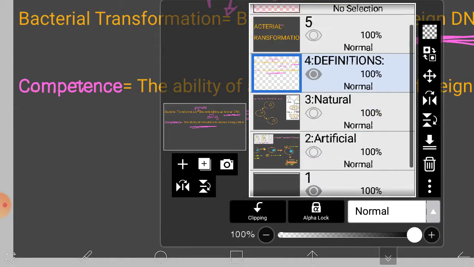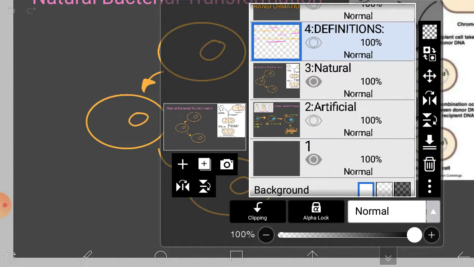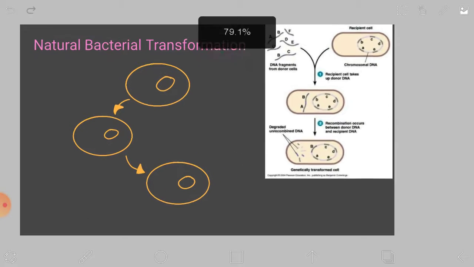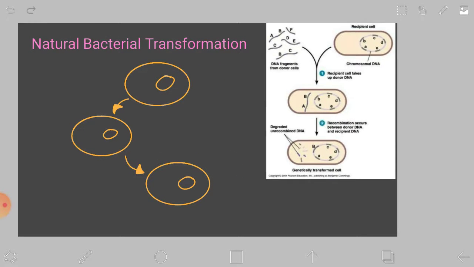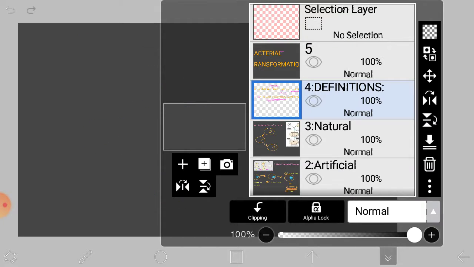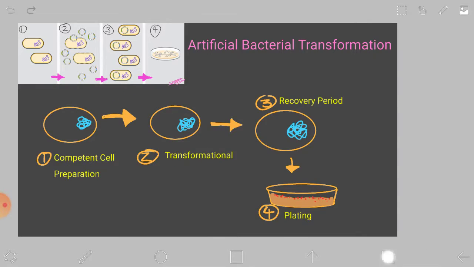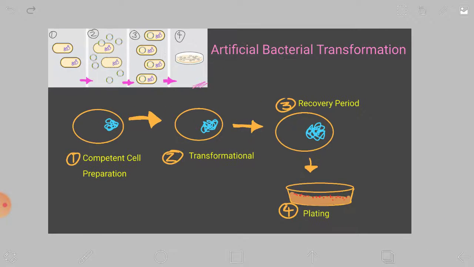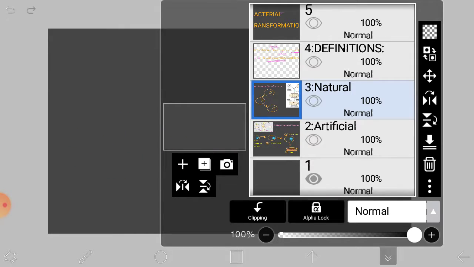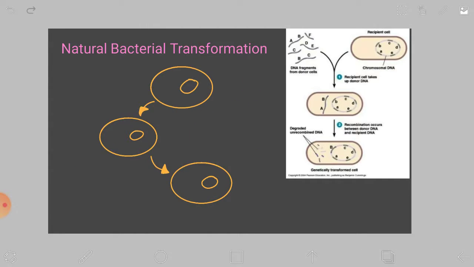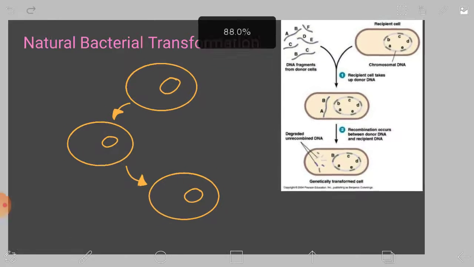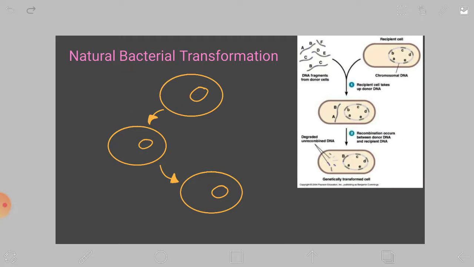Now, moving on, there are two types of bacterial transformation: natural and artificial. We'll be going over artificial after we go over natural, because natural out of these two is the simplest one.